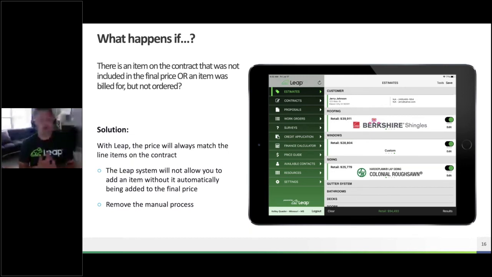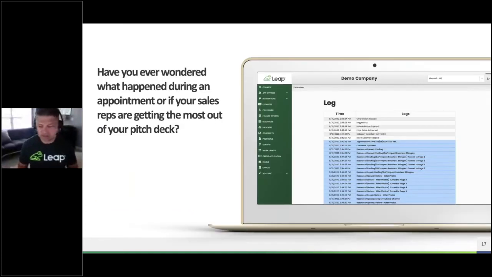Next one, have you ever wondered what happened during an appointment, or if your sales reps are getting the most out of your pitch deck or your pitch book? This was one where there are times sales reps, there is a lack of transparency. Sales reps are also known to want to do a little partying or be a little lazy or, all the above. And you really don't know what happened.